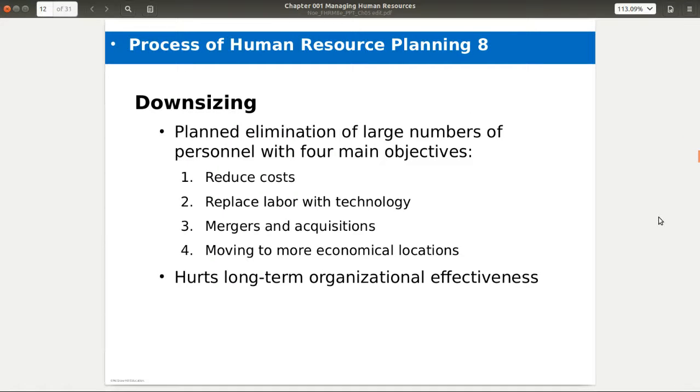Now, when you start thinking about downsizing, it can be very, very difficult on folks. It's a great way to reduce some of the costs. The thing is, it hurts the long-term organizational effectiveness.